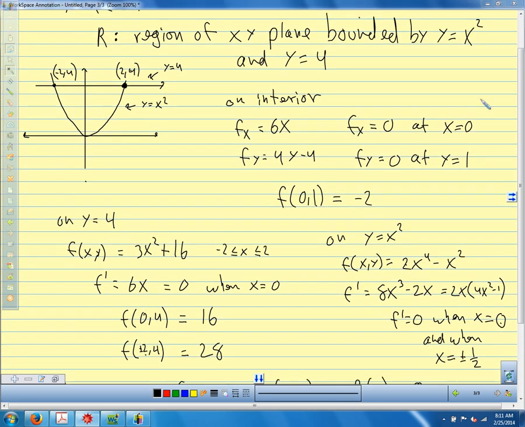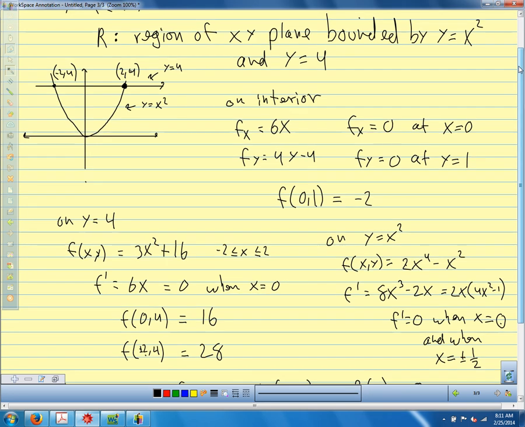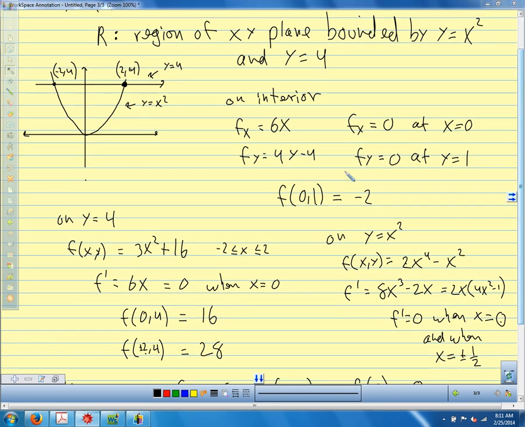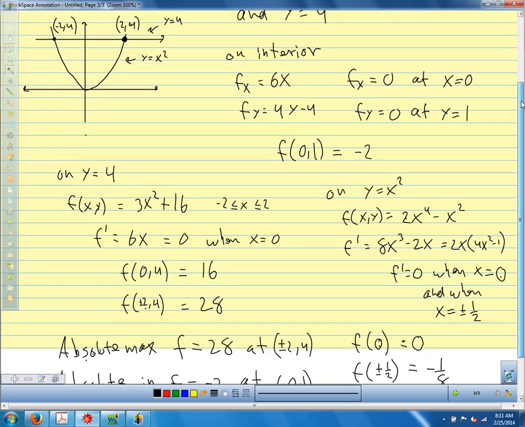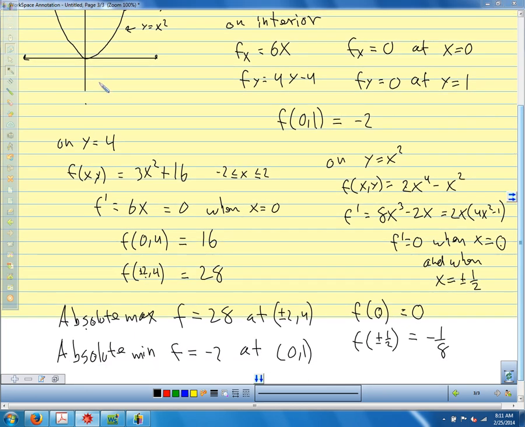So, depending on our region, these problems can involve a fair amount of work. We find the maximum and minimum values on our interior by finding our critical points, setting our first partials equal to 0, and then we find the extreme values on the boundaries. So we're going to substitute our boundary conditions into our function, take the first derivative, set it equal to 0, find the function values at those critical points, and decide which one is the absolute maximum, which one is the absolute minimum.